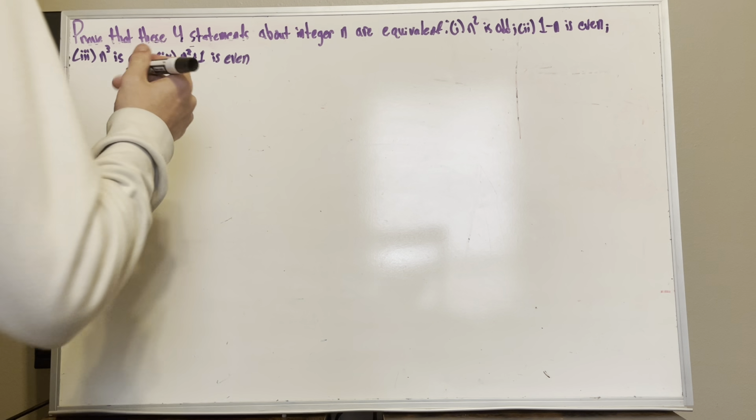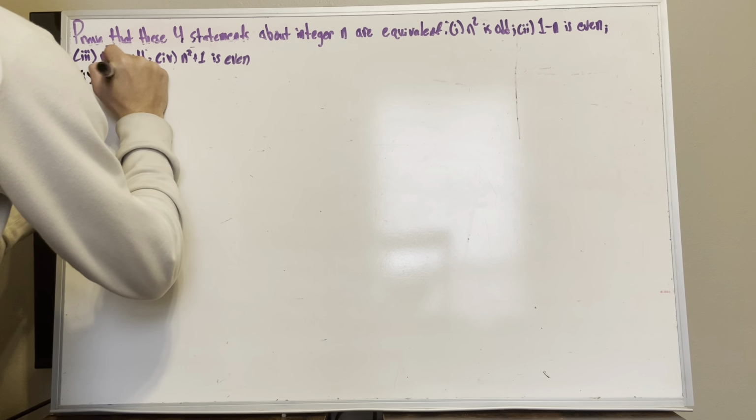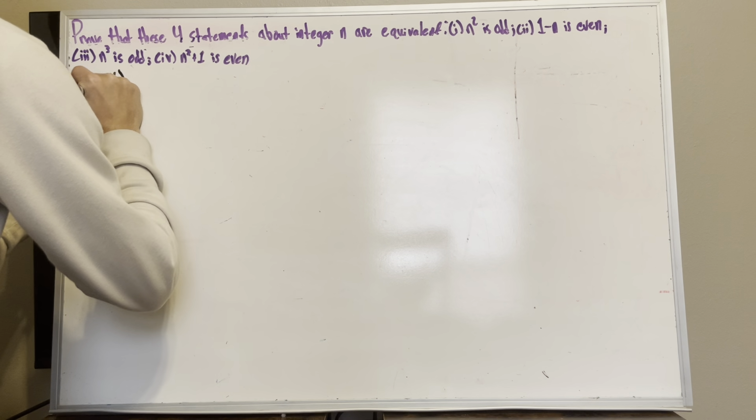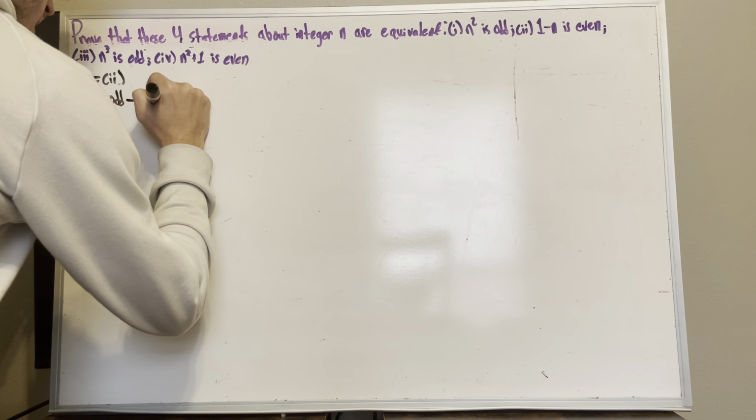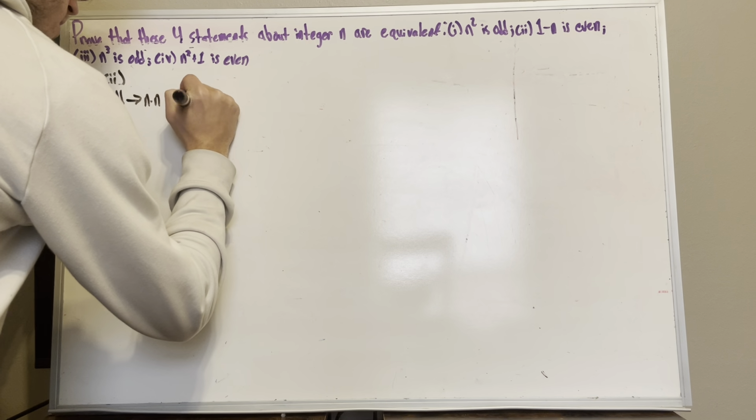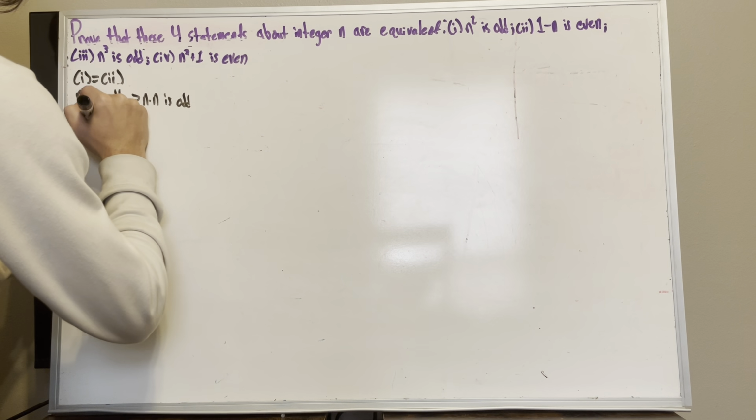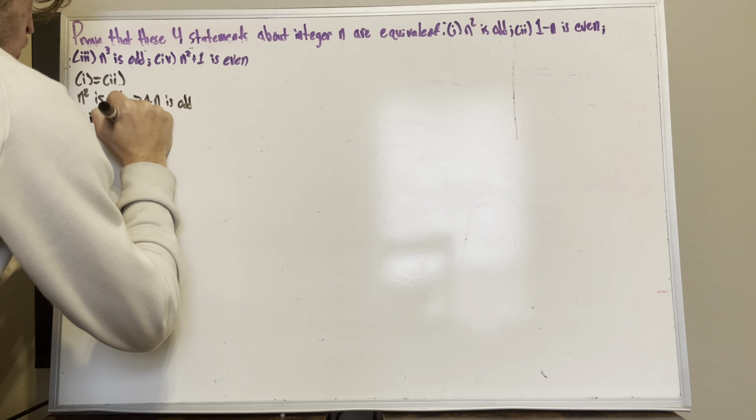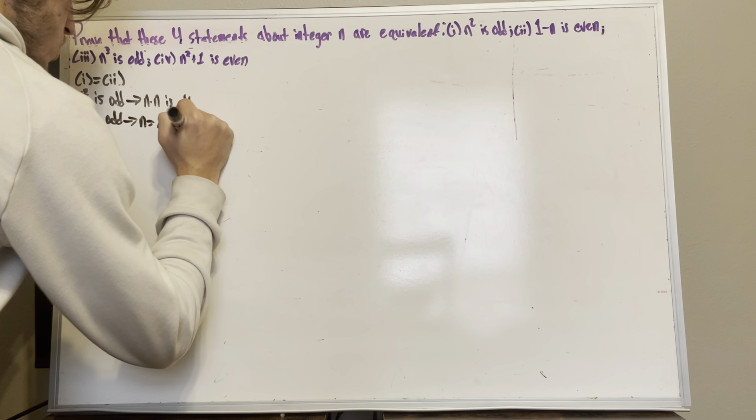Given these statements about integer n, we start off with statement 1 is equivalent to statement 2. So you start with n squared is odd, which means that n times n is odd. And since to get an odd product, you need an odd integer times an odd integer, this means that n itself is odd, which you can transform into n is equal to 2k plus 1.